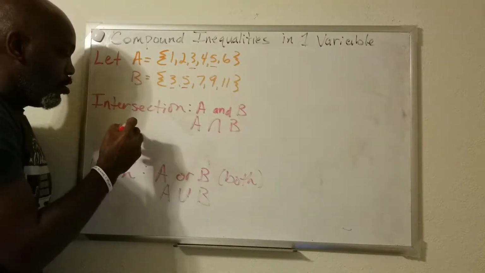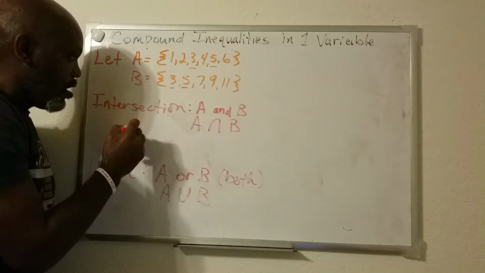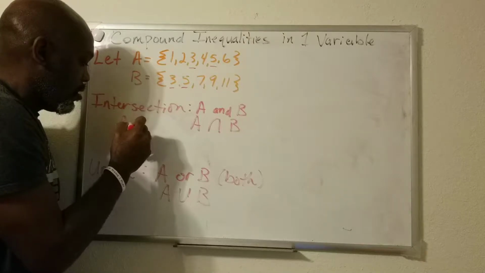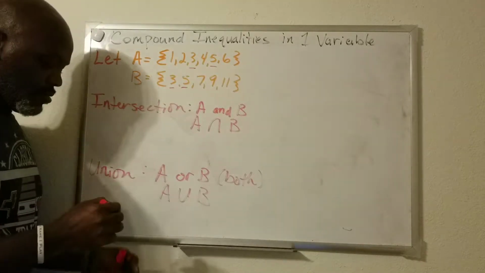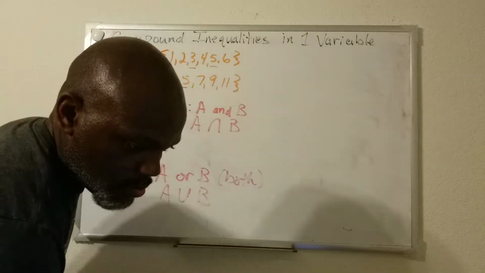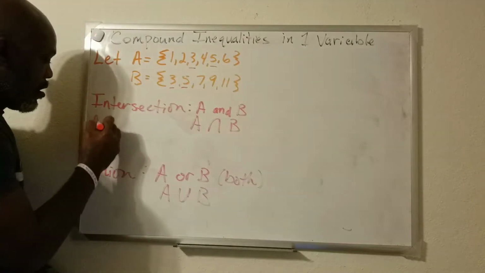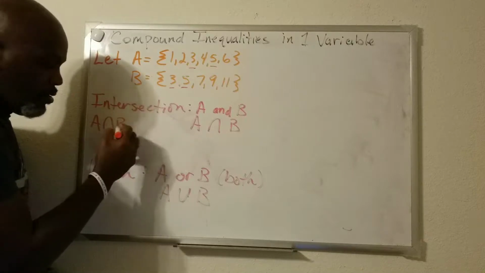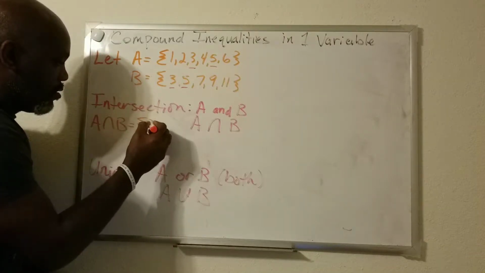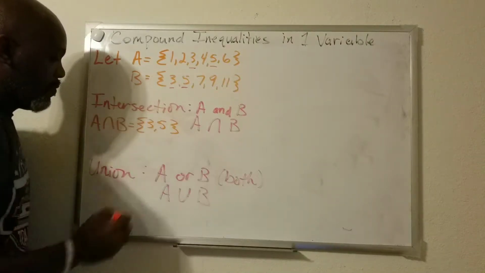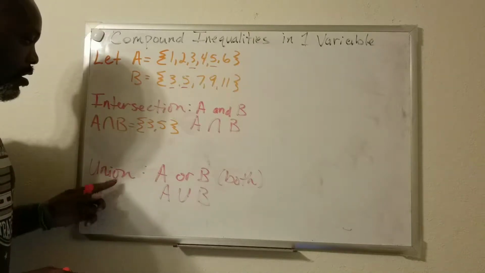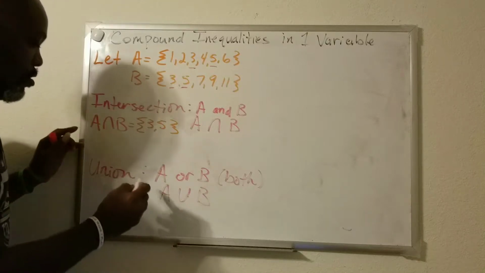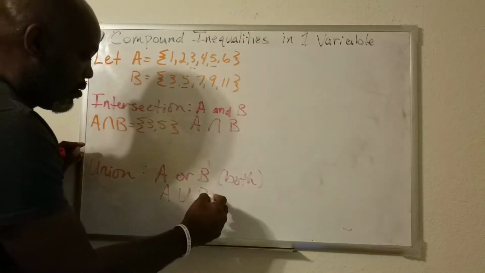So you would write intersection. This is the intersection symbol. So A intersection B equals 3 and 5. The union is what is in A or B. So that solution would be 1, 2, 3, 4, 5, 6, 7, 9, 11.